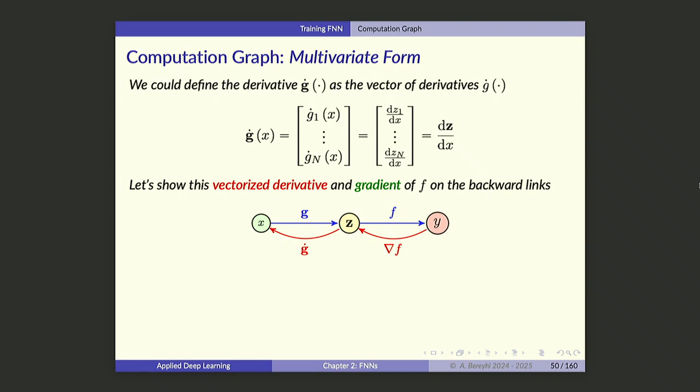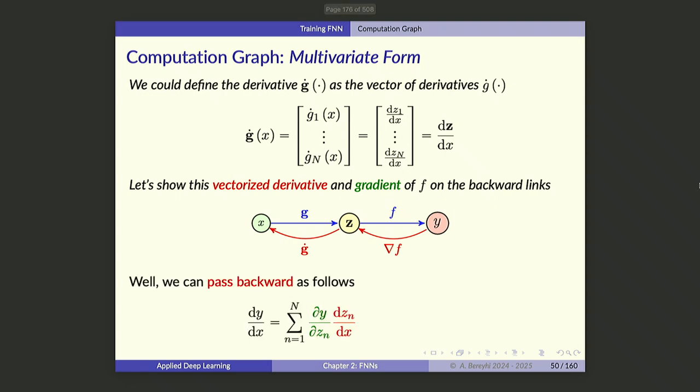And if you just write down what we did in the previous slide, so this summation here, you simply can see that this summation is basically the inner product of these two vectorized derivatives, right? So vector form derivatives. Now, what is the moral of the story here?